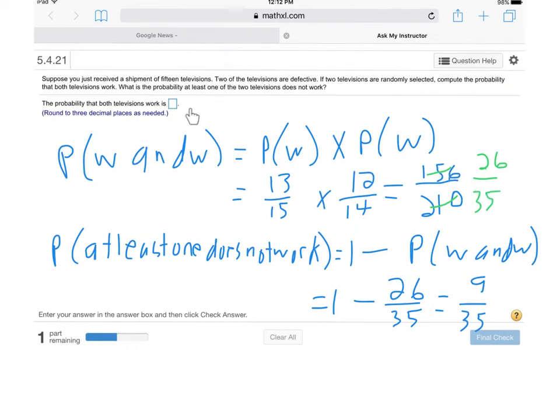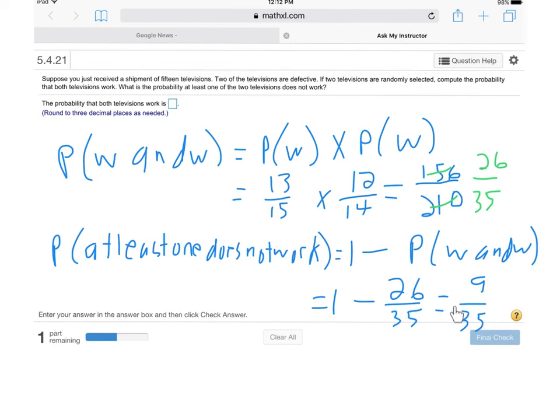That's the first part. The second part, whenever it says at least one, you should automatically think of the complement rule. So probability at least one does not work. So that means probability at least one of two does not work. The complement is that both of them work, which is what we just found. And so the complement rule is 1 minus P, they both work, which we just calculated.